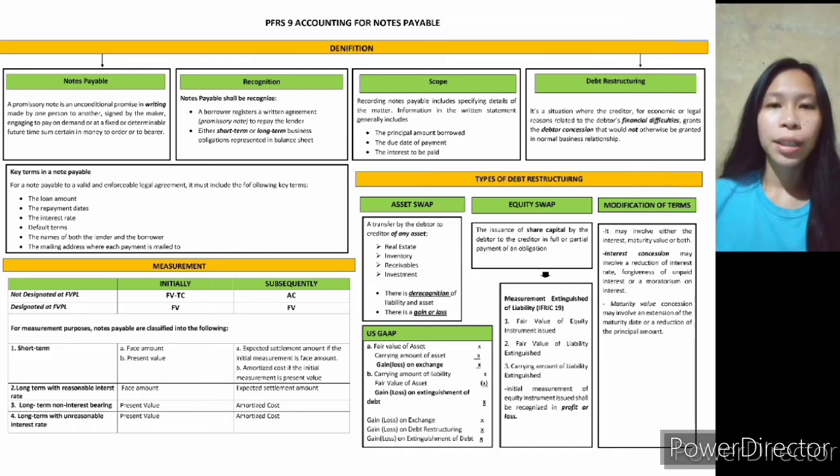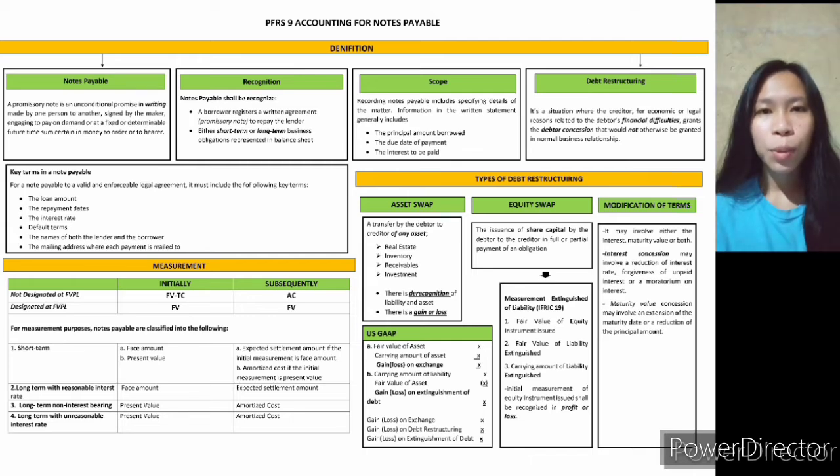So, for example, the debtor and creditor have an agreement that the debt will be paid by a certain day. But when the due date has come, the debtor cannot pay the debt through money. Instead, the debtor issues share capital to the creditor. So, the creditor and the debtor have to renegotiate since there is an issuance of share capital. Therefore, an equity swap happened. In an equity swap, there is no creditor anymore, since the creditor will become a shareholder of the debtor.